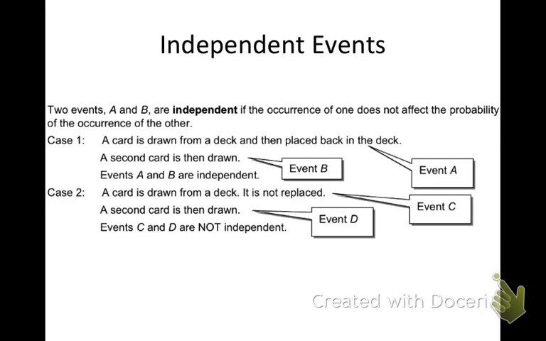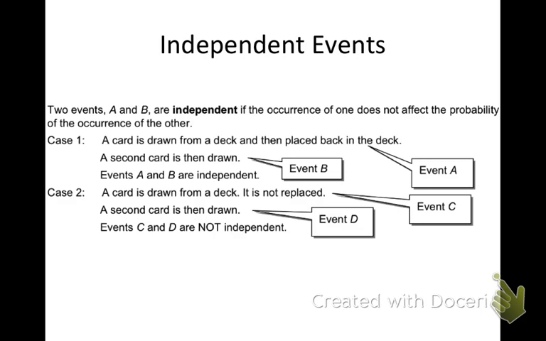Independent events. Two events, A and B, are independent if the occurrence of one does not affect the probability of the occurrence of the other. When you think of independent, in science a lot of times you think of an independent variable, right? What's an independent variable in science? Stands alone, stands by itself. Same is true for independent events and probability. It's an event that stands alone. It is not affected by anything else. Okay, it is of itself.